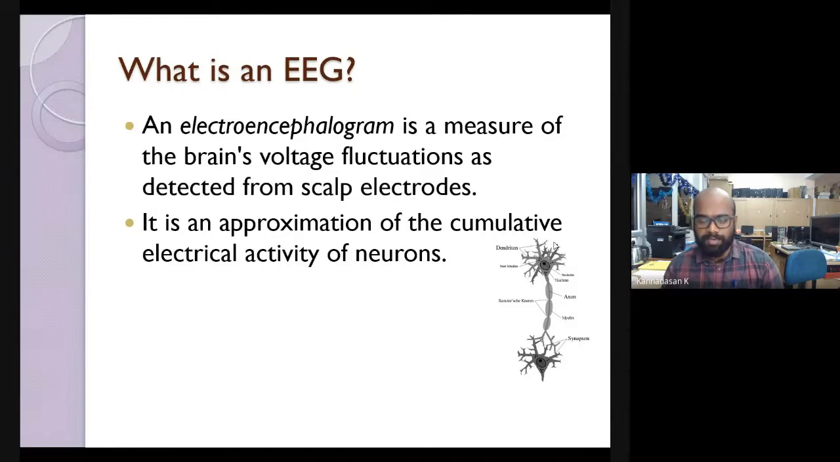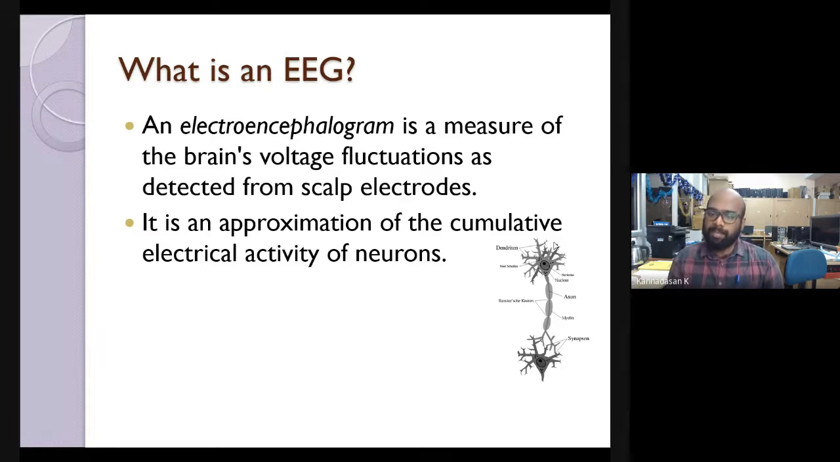So what would happen when the energy is getting passed? Some voltage fluctuations will happen, and those voltage fluctuations will be captured on the scalp. So it is happening deep inside our brain, but we'll try to capture it on our scalp. So that is the thing.